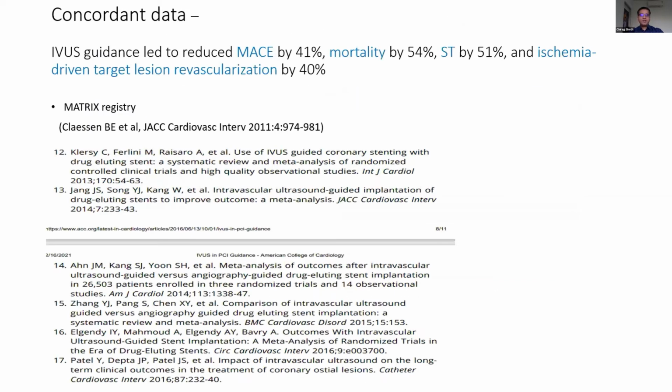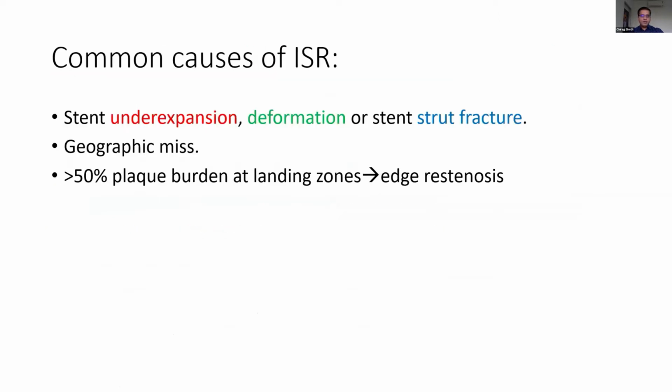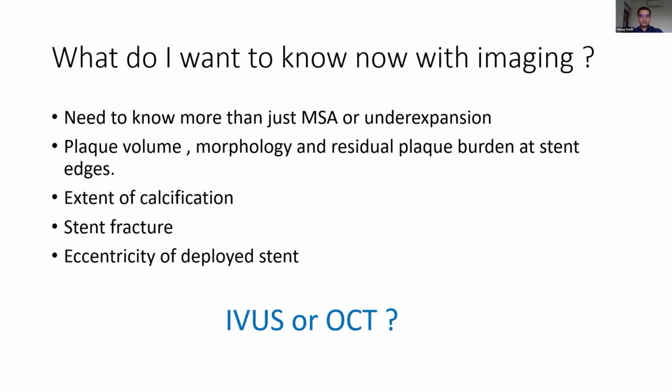There have been concordant data from many other trials where IVUS guidance led to reduction in the MACE rates by 41%, mortality by more than 50%, and ischemia-driven TLR by 40%. We know that the common causes of in-stent restenosis are stent under-expansion, deformation, or stent strut fracture. There could have been a geographic miss, and there could have been an erroneous landing of the stent in an area where there is more than 50% plaque burden, leading to edge restenosis.